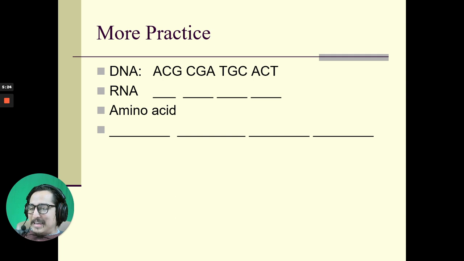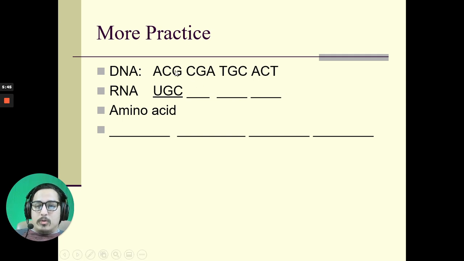Now if you said T, you are wrong, because remember we're talking about RNA. In RNA there is no T, so we need to use U. So it's going to be UGC, right? Now, really quick, pause the video, do the rest really quick, and then I'll give you the answers so you can double check yourself.